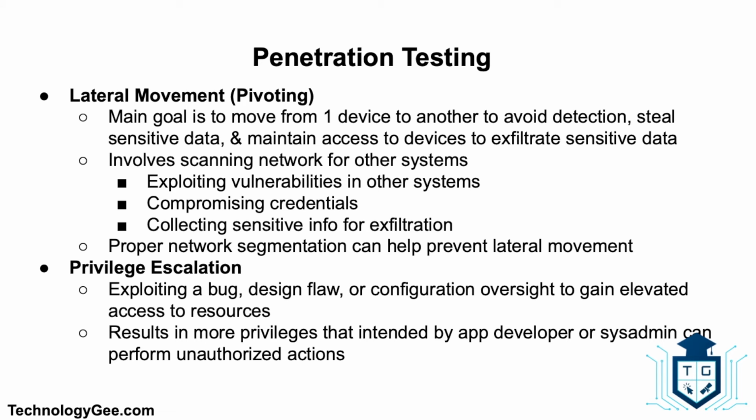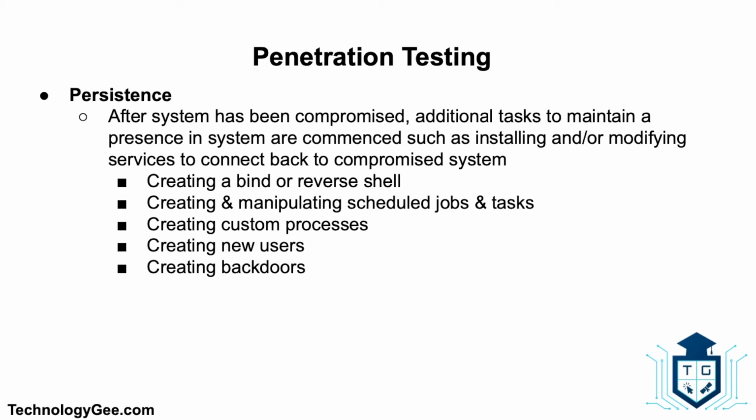Then we have privilege escalation. This is the act of exploiting a bug, a design flaw, or a configuration oversight in an operating system or software application to gain elevated access to resources that are normally protected from an application or user. The result is that an application with more privileges than intended by the application developer or system administrator can perform unauthorized actions.